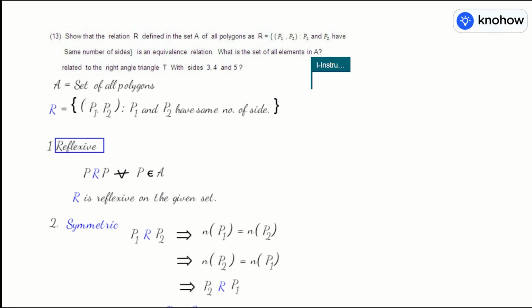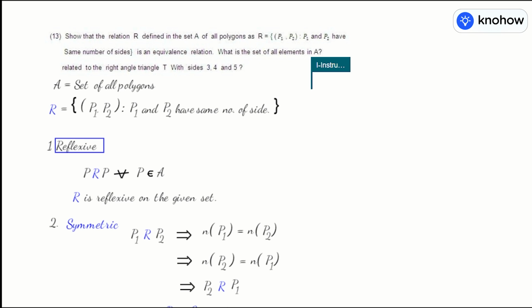transitive on a set of polygons. So because R satisfies all the three properties of reflexive, transitive and symmetric, we can conclude R is an equivalence relation. Now what is the second part of it?